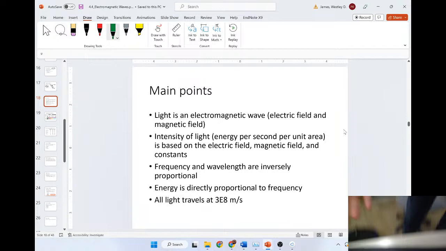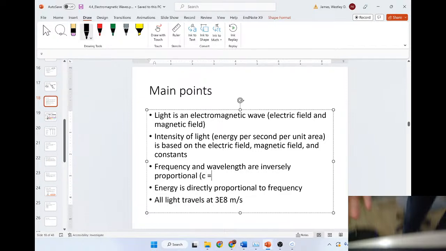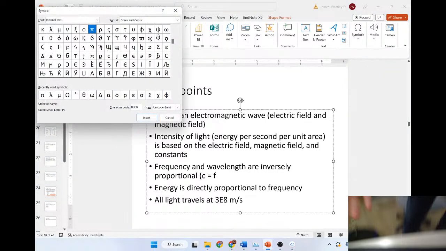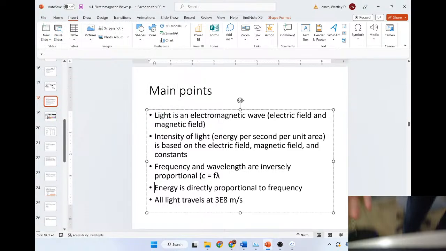Frequency and wavelength are inversely proportional. We have the equation c equals f times lambda. That is a very important equation to know, a classic when it comes to light. We learned that energy is directly proportional to frequency. I'll type them out: c equals f times lambda, there's our Greek alphabet, frequency times lambda, and then we found that energy was h times frequency.